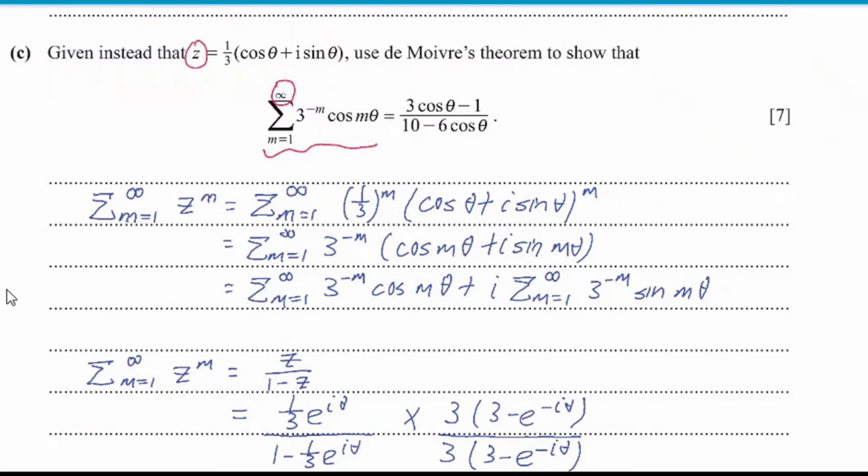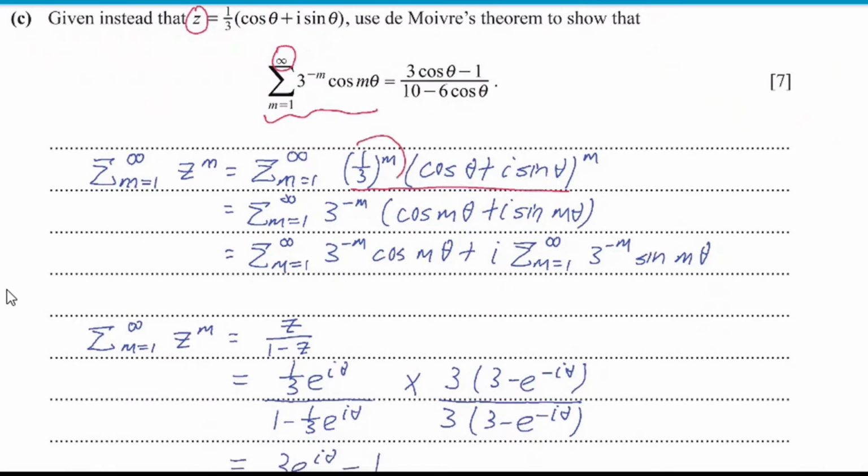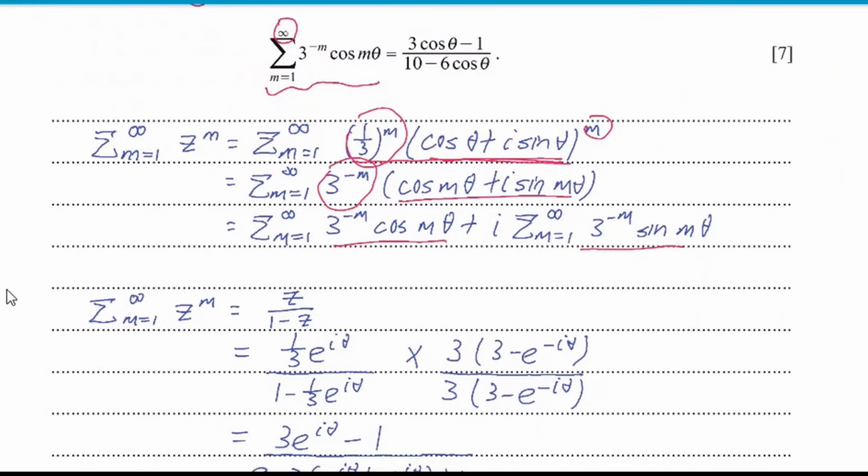So let's just apply the Z. Let's try to sum the Z power m there, so we're trying to form this. So this is Z power m. From there, the 1 over 3 power m becomes 3 power negative m. And this cos theta plus i sine theta power m, we use De Moivre's theorem, and from there we can expand already. So from here, we already obtained the left-hand side, sorry, the real part. The real part here is actually coming from this summation here. From this summation, we are going to obtain the right-hand side.